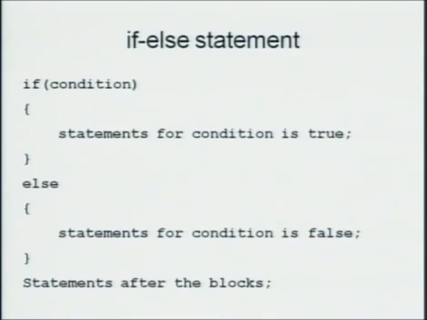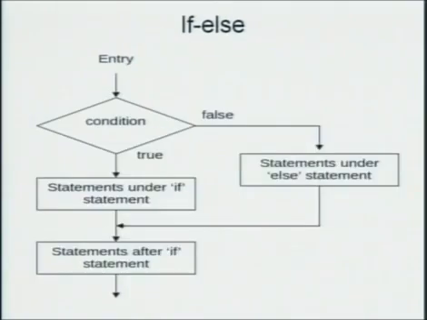The third form of the if is if else. Here we have seen only the true case: if the condition is true, then it executes the statements. What if the condition is false? Then we can write an else part. Look at the syntax given here: if condition, statements for the condition true, else statements for the condition false, and then the statement after the block. If the condition is true, the statements in the if block are executed; otherwise the statements inside the else are executed when the condition is false. This is how the if else statement works.